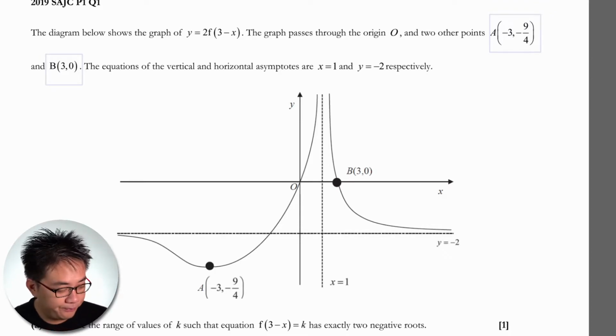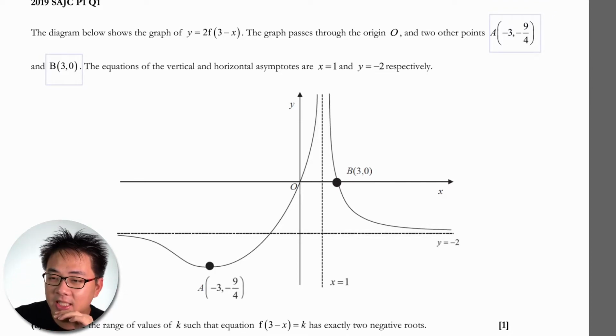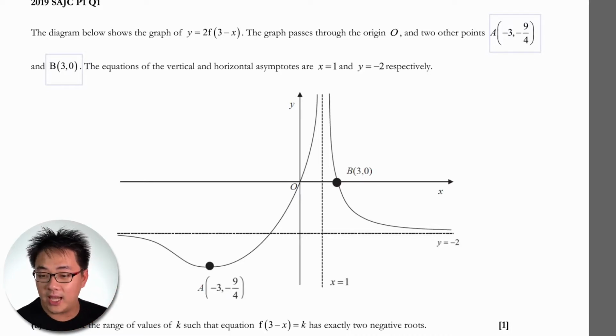Let me check. Okay, so this question here is badly phrased. You should state that A is the minimum point, but it didn't, so it's fine, because it just said it passes through, it may not be true. But anyway, you're asked to state the range of values of k such that the equation f(3 minus x) equals k has exactly two negative roots.